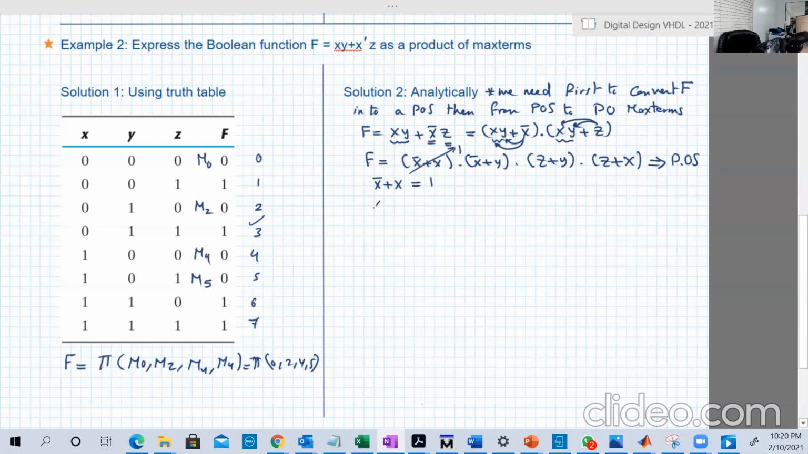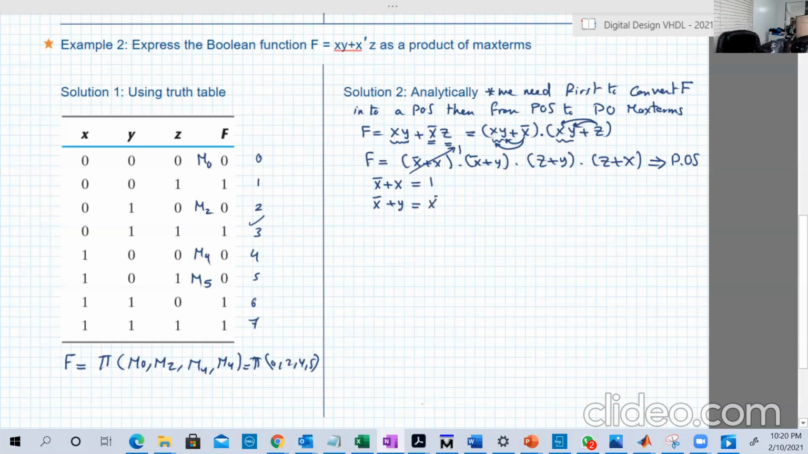The second one, x bar plus y. What we need here, we need z. So add z bar. Remember, with the main term, it was x. If we have x, it will be x dot y, x bar dot y. Then we multiply by z plus z bar.